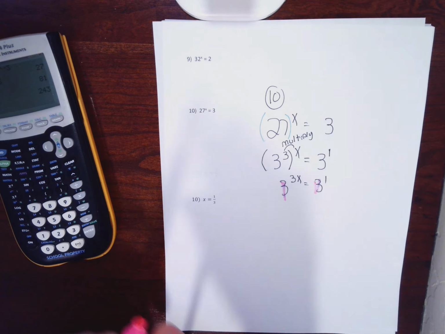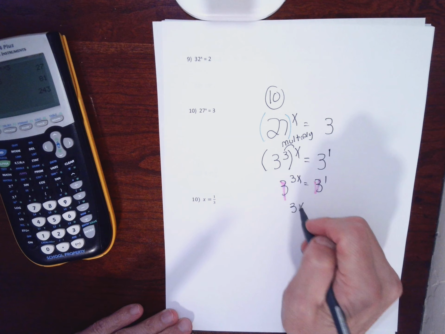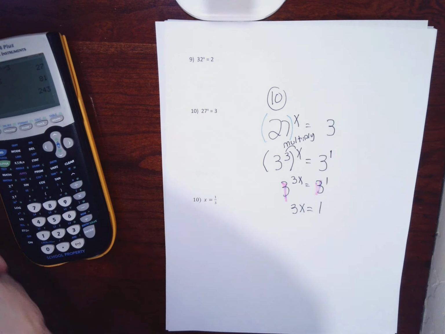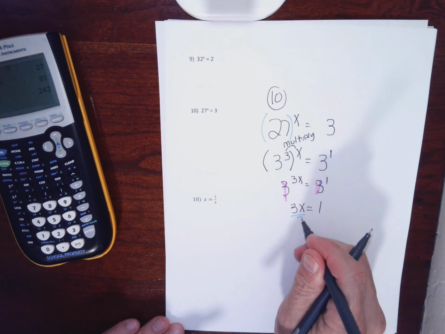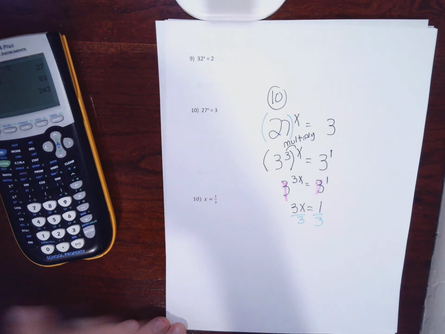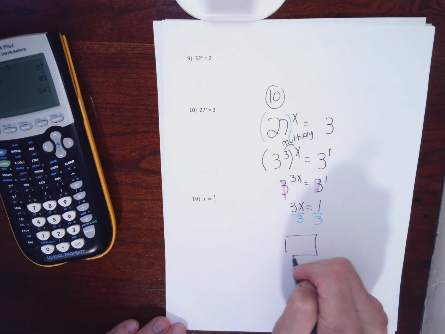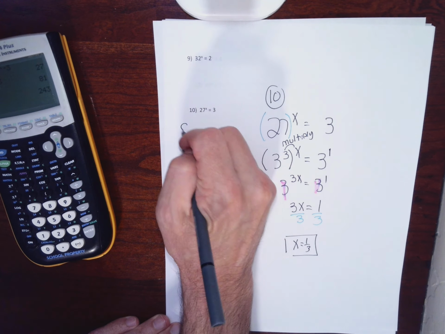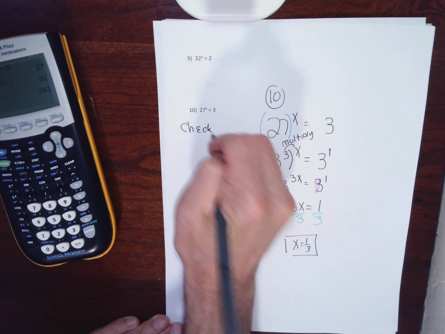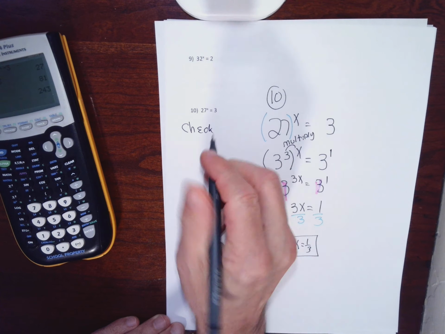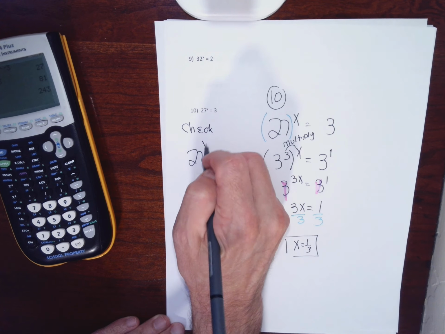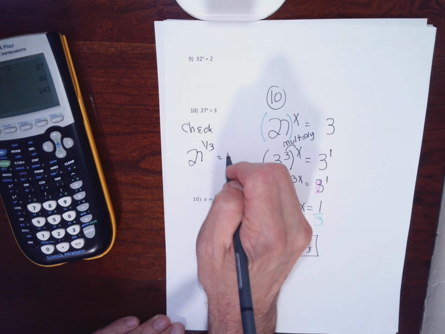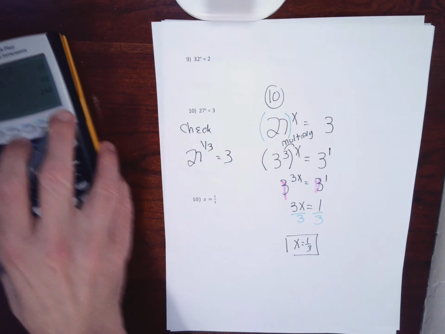I cancel out the bases and set the exponents equal. Now I divide by 3, I divide by 3, and I get an answer of x equal to 1/3. If I want to check, I should go to that x, change it to 1/3, make sure it equals 3.